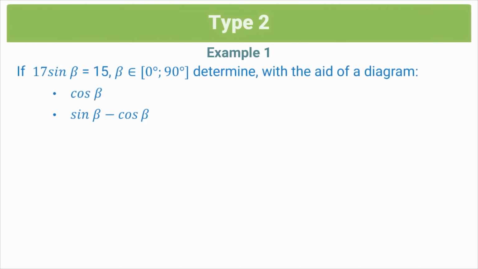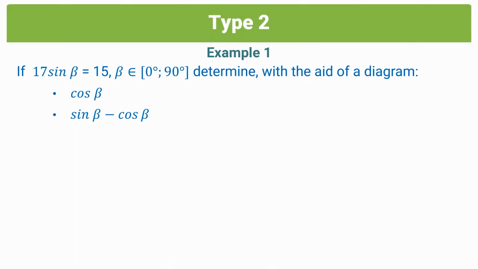Today we're going to be going through some easy examples with regards to type 2 questions, which are equations with restrictions. For the first example, we are told that 17 sine beta equals 15, and beta is an element of 0 to 90 degrees, and we are asked to determine, with the aid of a diagram, cos beta, as well as sine beta minus cos beta.